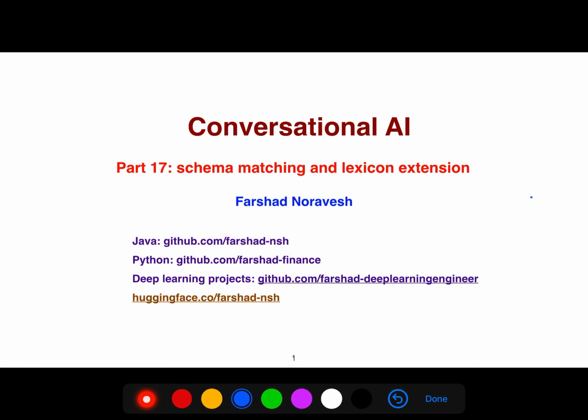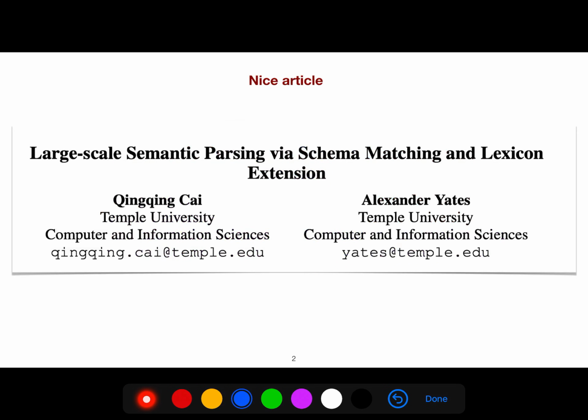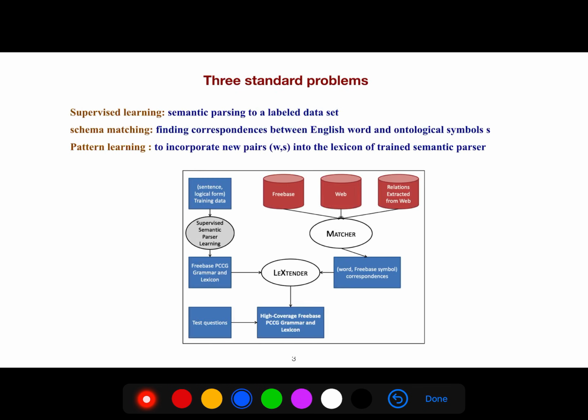So let's talk about schema matching and lexicon extension. I'm explaining this beautiful article from Temple University. And this model has three standard problems, let's say modules. So this is, you're familiar with this, supervised parsing as you do as usual.